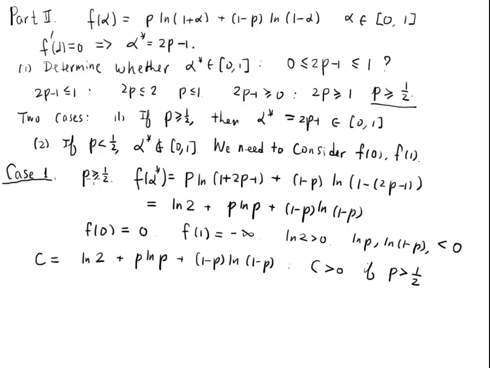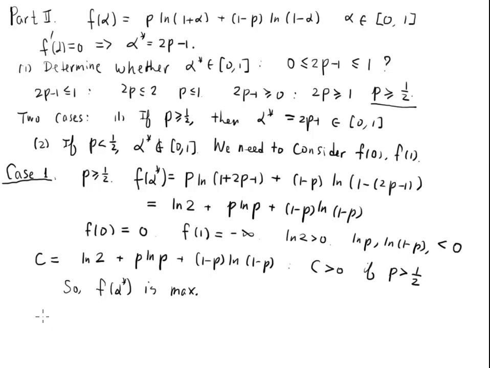Now we know f of alpha star is the maximum. That means the maximum value is reached at this critical value. So this is one way, but the detail is left out over here. Let me try to use another way.